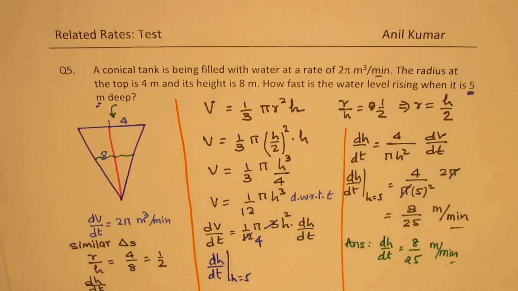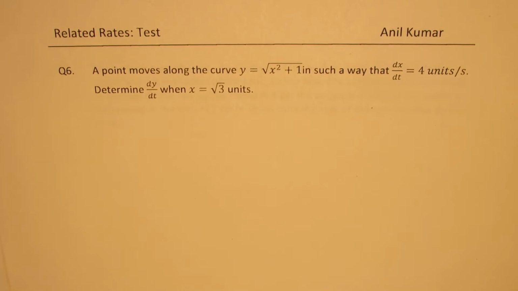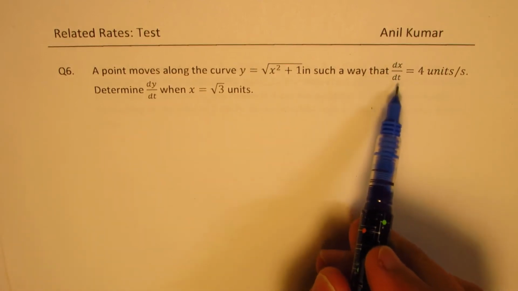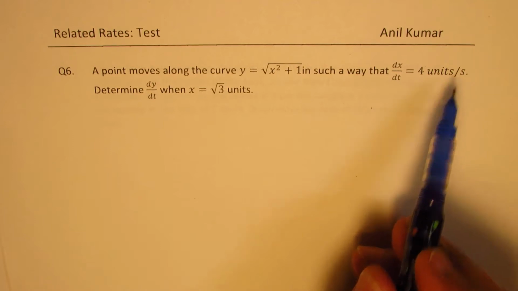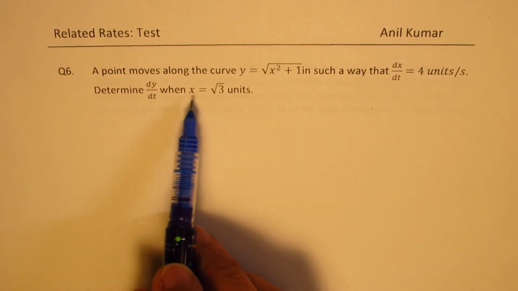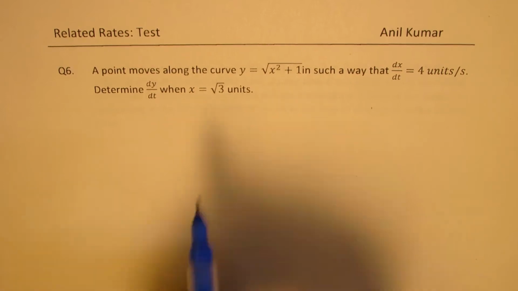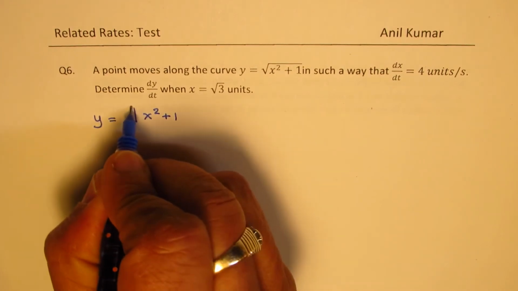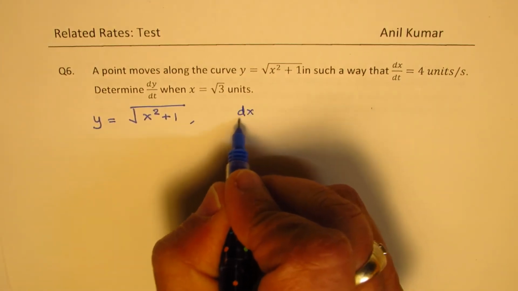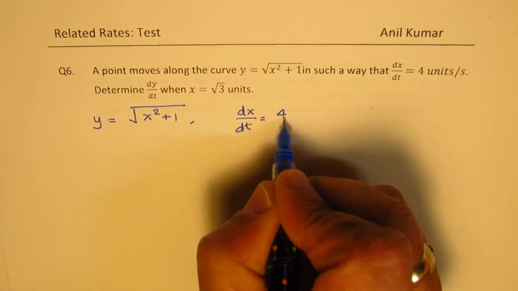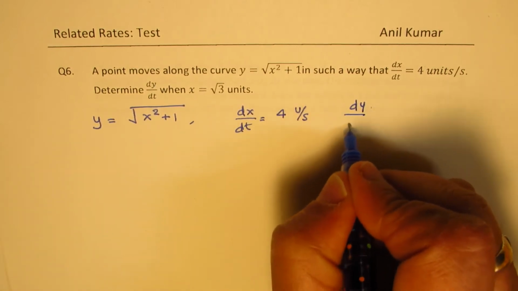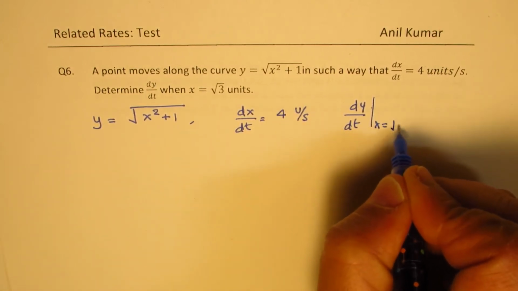Now let's take up the next question, which is question number 6. A point moves along a curve y equals square root of x square plus 1 in such a way that dx/dt is 4 units per second. Determine dy/dt when x is square root 3 units. So we are given y equals square root of x square plus 1. We are also given that dx/dt is 4 units per second, and we need to find dy/dt when x equals square root of 3.